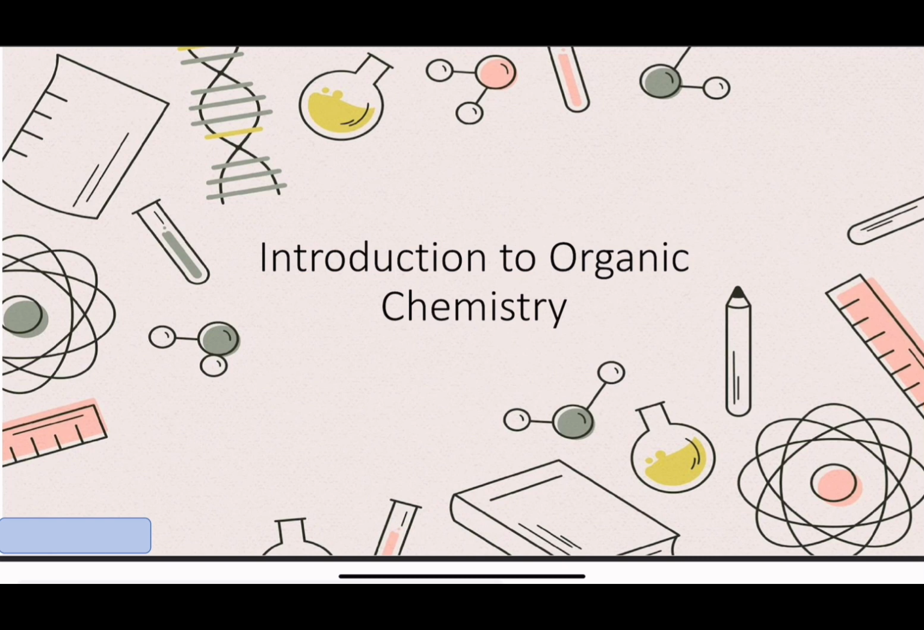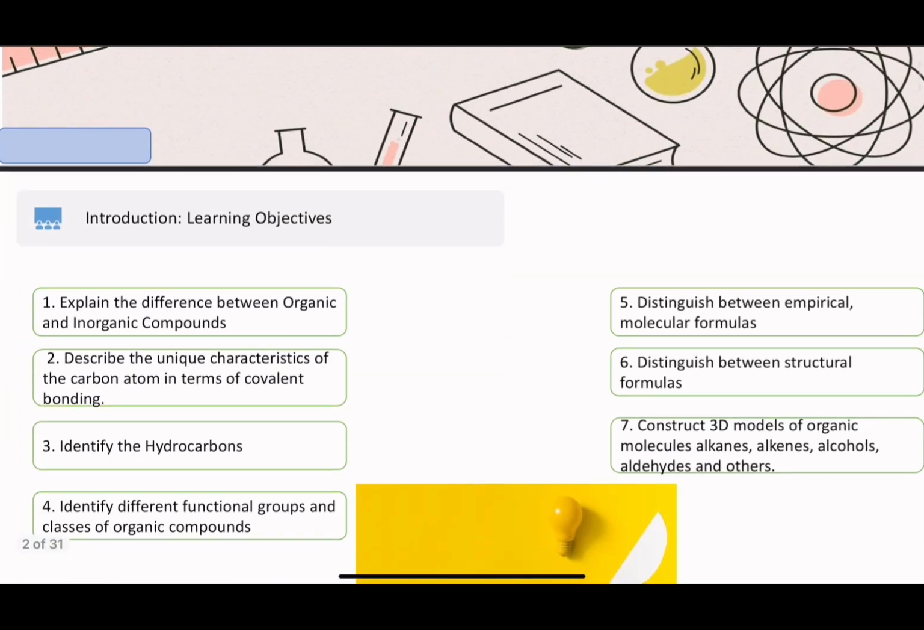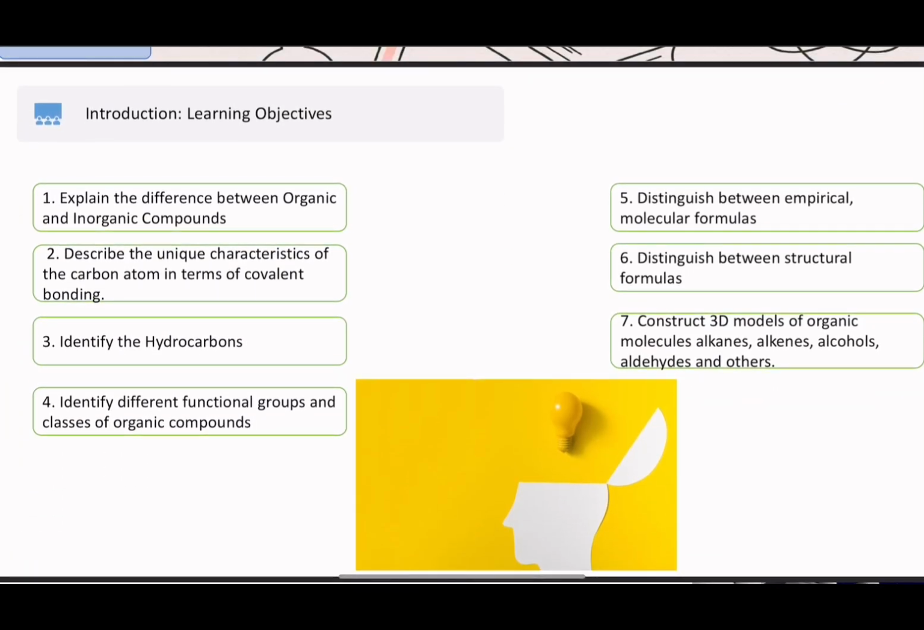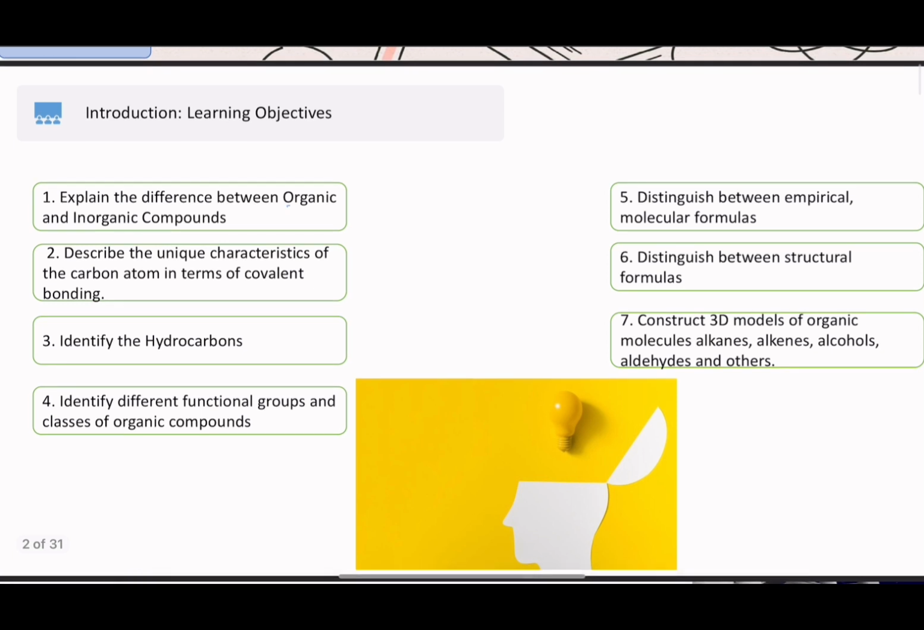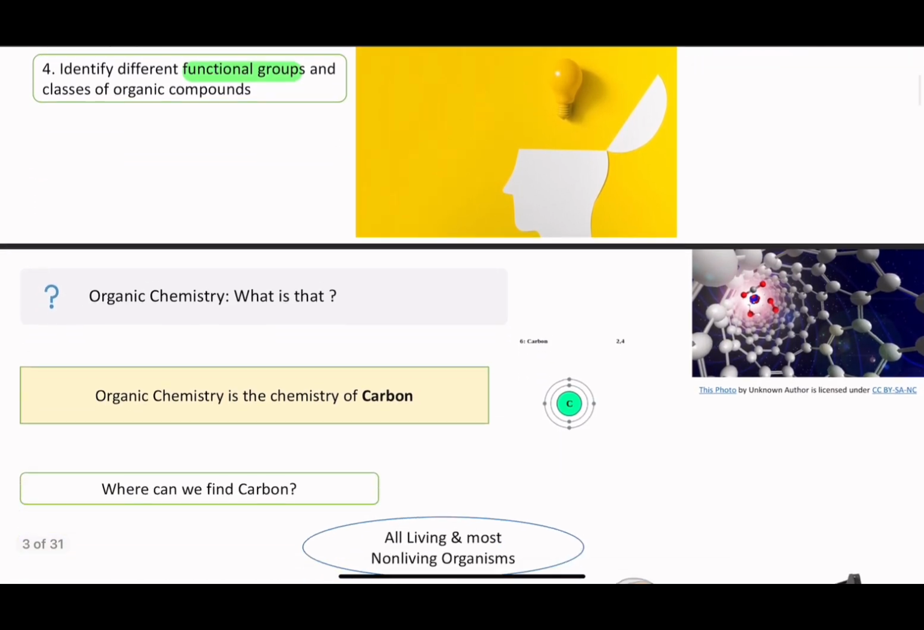In this video I'll be talking about the introduction to organic chemistry, the video material that you guys asked for. So, about the learning objectives, we're going to talk about the differences between organic and inorganic compounds. Then we're going to talk about the unique characteristics of the carbon atom in terms of covalent bonding, identify hydrocarbons, identify functional groups, distinguish between empirical and molecular formulas, distinguish between structural formulas, and construct 3D models of organic molecules, which we have actually done in the class, but I'm going to show you how to write them.